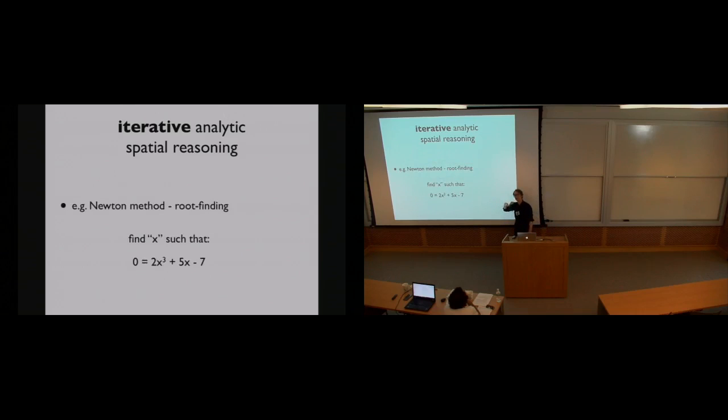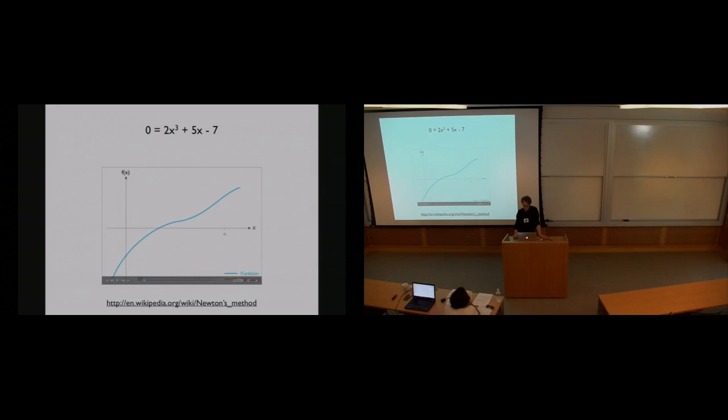Okay, so I looked on Wikipedia, and they had a really nice little GIF that we'll show now, again, just to get the idea across. And so Newton's root-finding method is a very popular iterative approach. So let's imagine we have our equation. We can pretend that this could have encoded some spatial constraint. It doesn't in this case, but the task is to find values for x such that that constraint is satisfied, right?